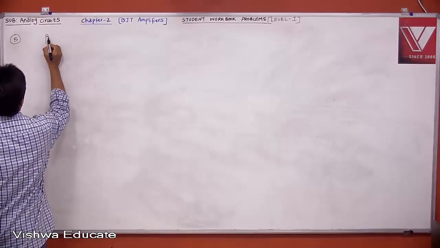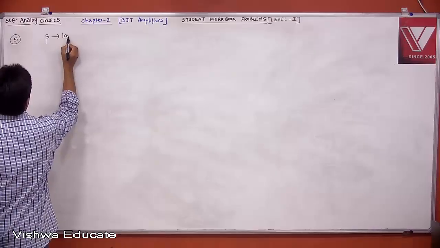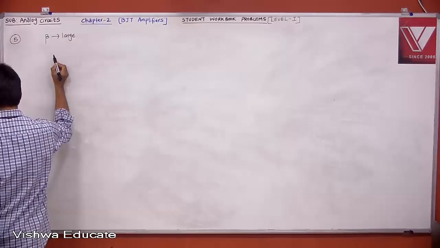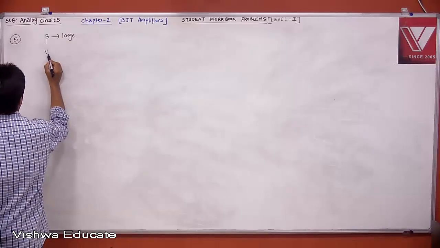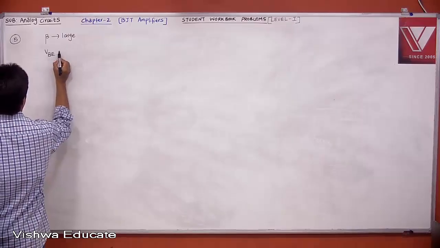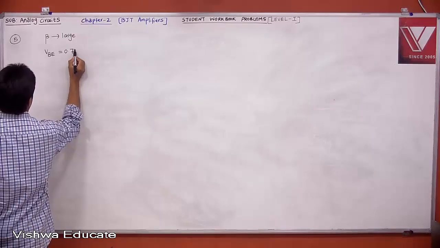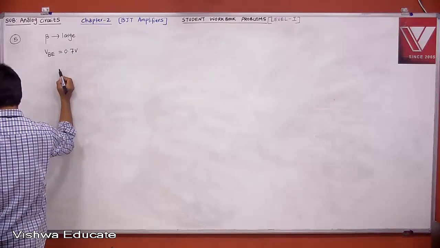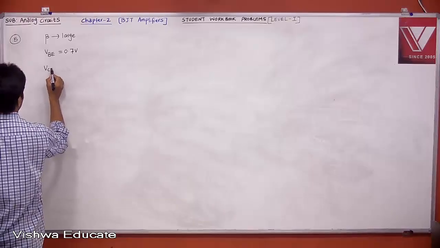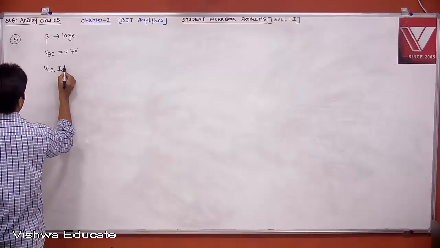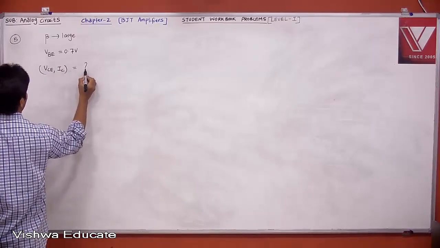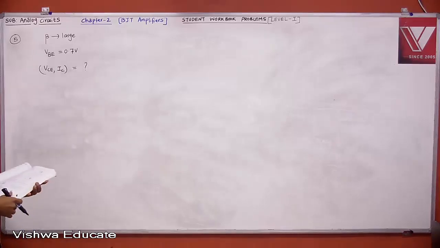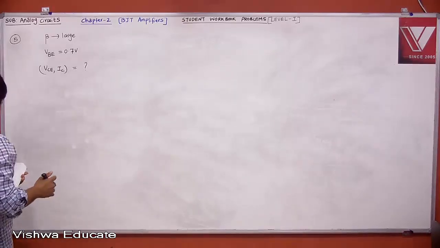Beta is very large and VBE is 0.7. It is asking for VCE comma IC, the operating point. Capital VCE, capital IC. What does it mean? This is for DC analysis. The circuit is shown.